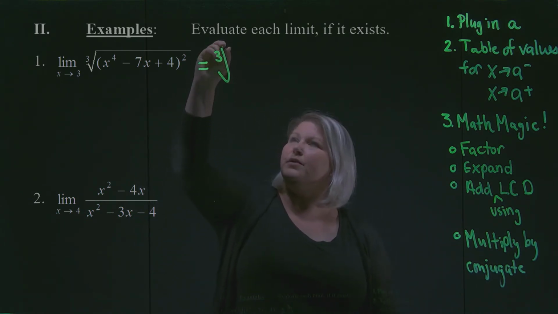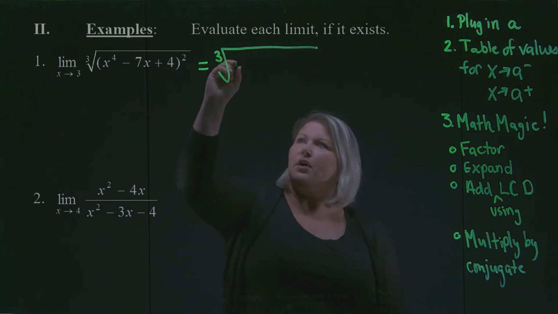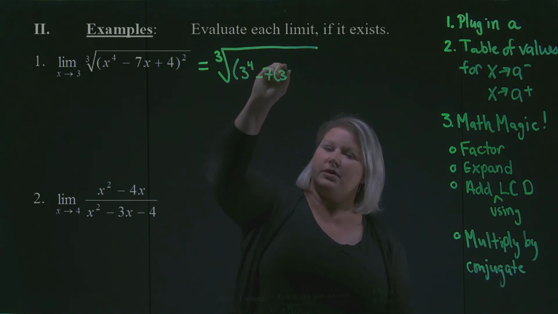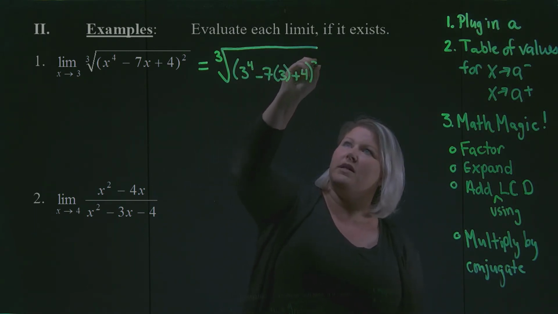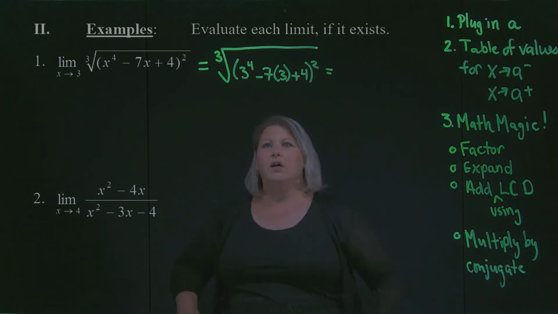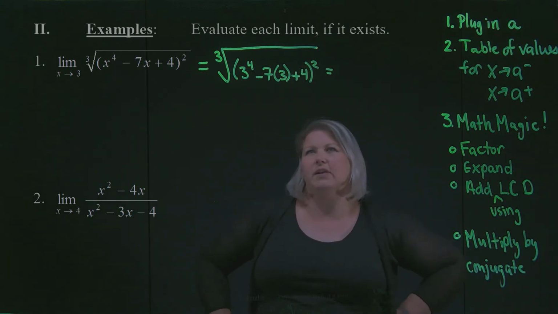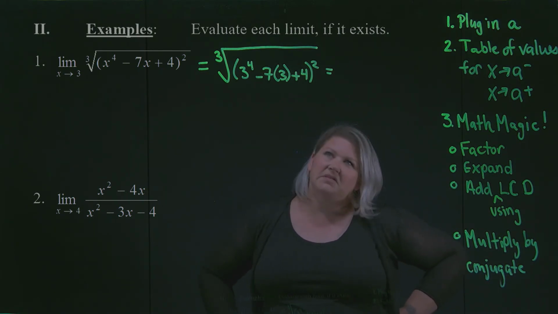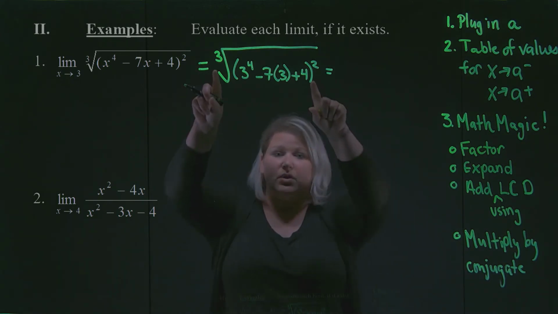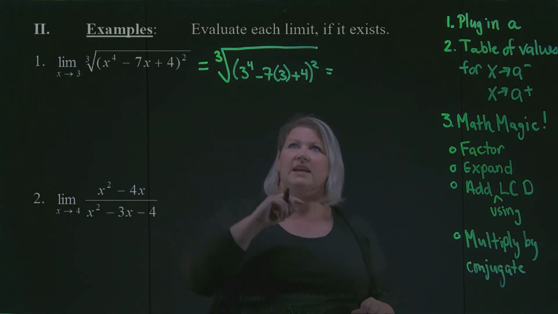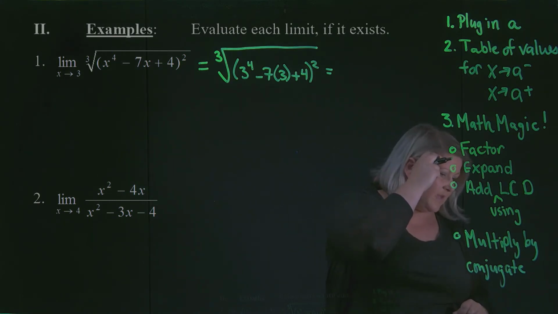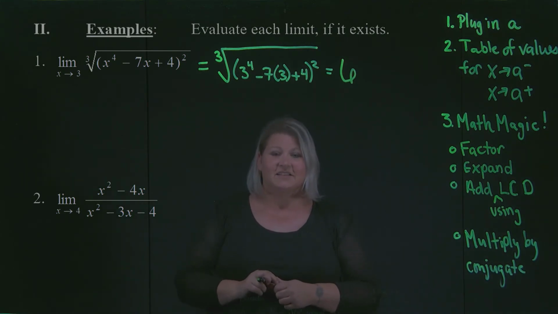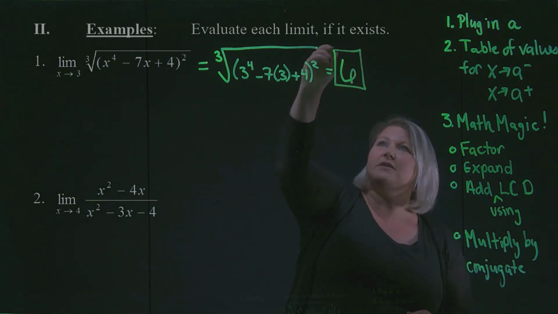Okay, I'm going to plug that in. So I've got the cube root of, x to the 4 means 3 to the 4th, minus 7 times 3 plus 4, and then I'm going to square it. So 3 to the 4 is 81, minus 21, plus 4. I don't know what that is. Then I'm going to square it and take the cube root of it, and I did this previously and it didn't error out. I ended up getting 6. So the limit of this function is equal to 6.